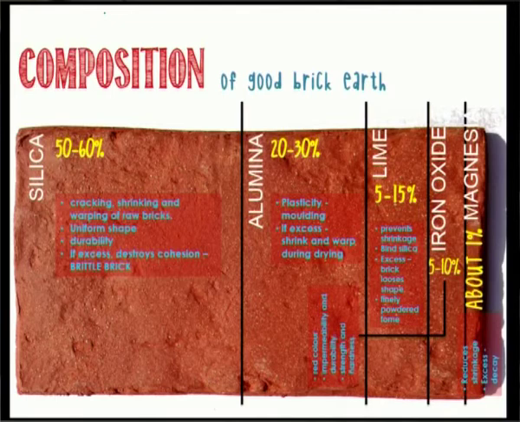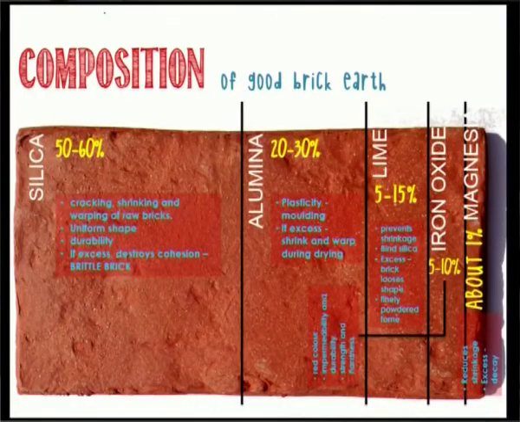Now what is the use of silica in brick earth? Silica helps a lot in avoiding the cracking, shrinking and warping of raw bricks. Warping means it bends slightly. So these kinds of deformities are avoided when you use silica in the right quantity. And also silica helps in giving a uniform shape. It increases durability of the brick. If you use silica in excess, then it destroys the cohesion and the brick becomes brittle and easier to break. Silica is also used to give a good bonding between all the different elements.